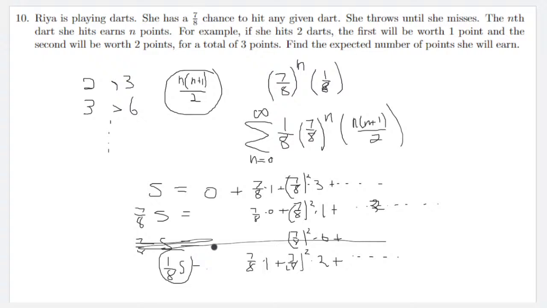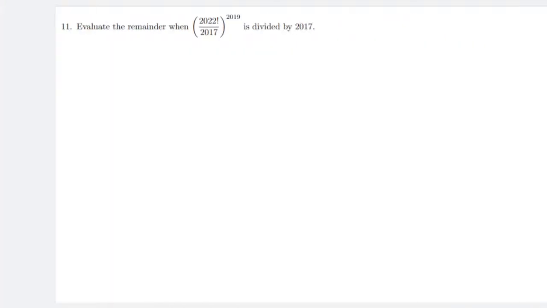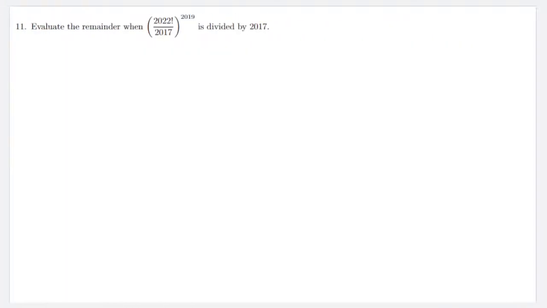And then, in the interest of time, I'm going to skip this part. I will just say that the final sum is 448. So after all of these steps, you can find this is 448. Okay, moving on to number 11.